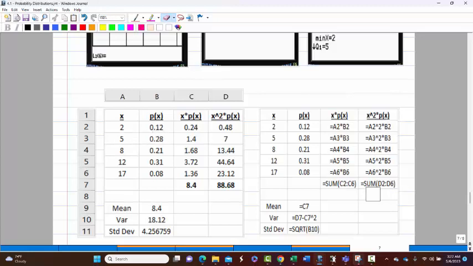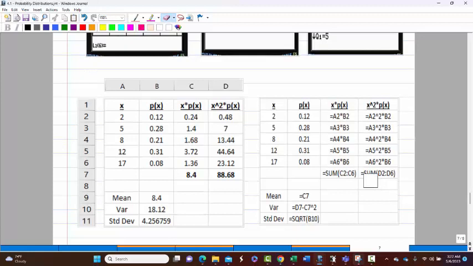I added those up. Now the variance will be the sum of these, which you see I have right here, is D7 minus the square of the mean, which is right here above it in C7. So it's D7 minus C7 squared. And standard deviation, I just did square root of, it looks like I did it from over here. I could have done it right there. Well, it's the same cell, same thing. It's the square root of that number, and there's 4.2567.